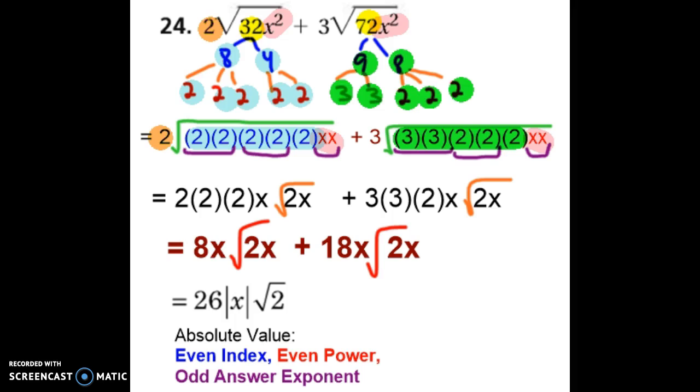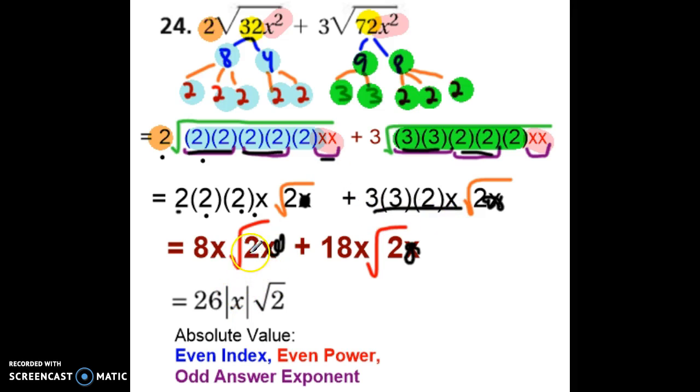I am looking for sets of 2's to come out. So I have a set of 2's here, a set of 2's here. That's how I got that 2 and that 2. This 2 stays outside the radical. I have a set of x's. That's where that x came from. So the next one I have a set of 3's and a set of 2's, and the x comes out. That's where this came from.